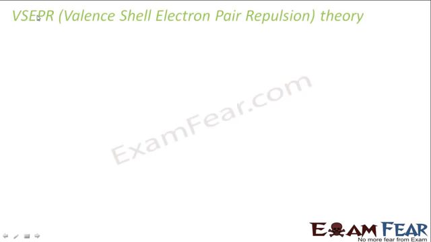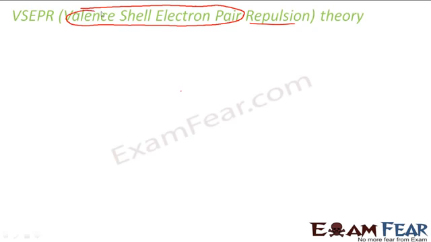So let's start with the valence shell electron pair repulsion theory. The name sounds a little scary, but it's very easy to understand. If you just understand the name, valence shell electron pair repulsion, that means repulsion by valence shell electron pairs, right? So these valence shell electrons repel, and that determines the shape of the molecule. That's what this theory says.